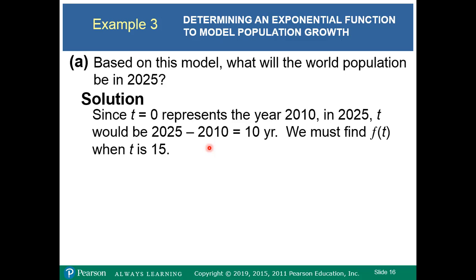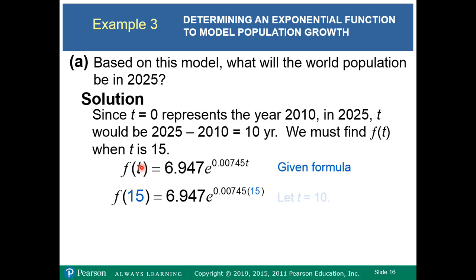Hold on a second. Yeah, that's 15. This is a typo. This is 15, so T is equal to 15. That's a typo. Obviously, it's not 10. And so what we're going to do is plug in 10 and solve directly. Right? So we can just stick this into our calculator and find that it's going to be 7.768 billion people in the world by 2025, according to this model.